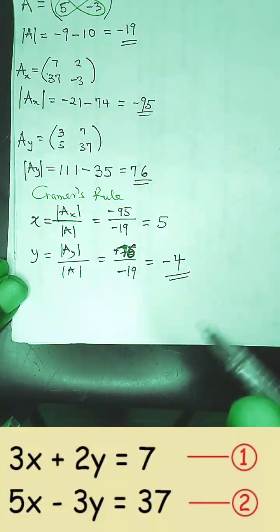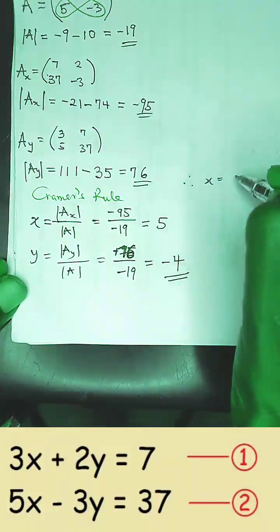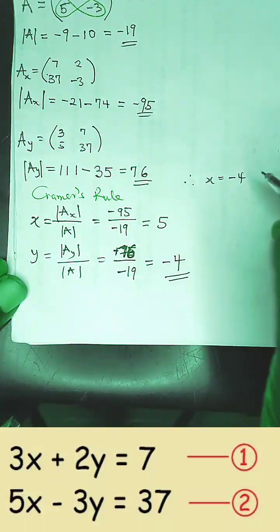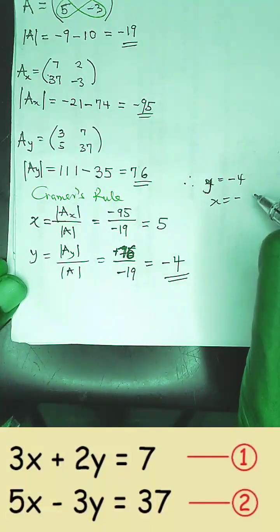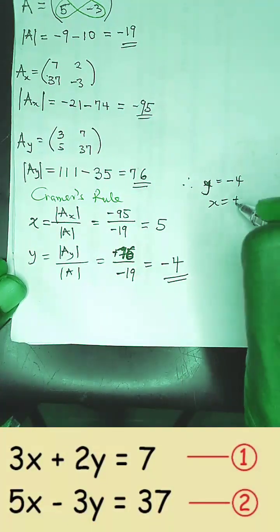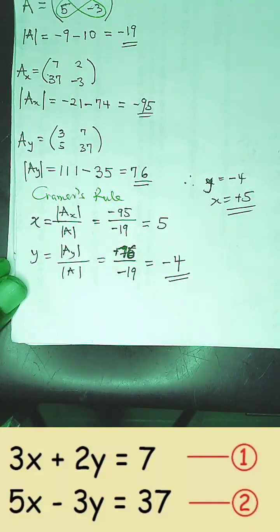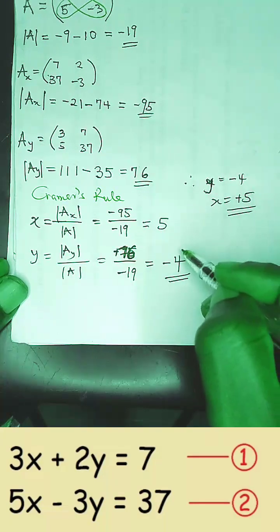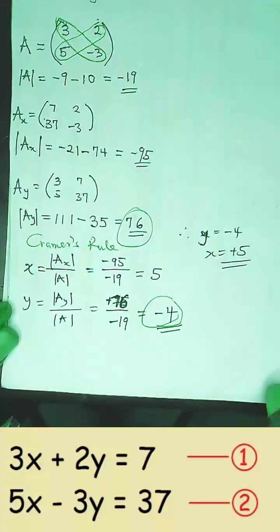So this is our solution. Therefore your y is minus 4, and your x is plus 5. So these are the two solutions we've gotten. That's the solution: y is this, x is this.